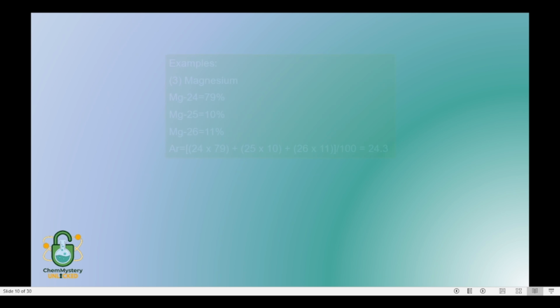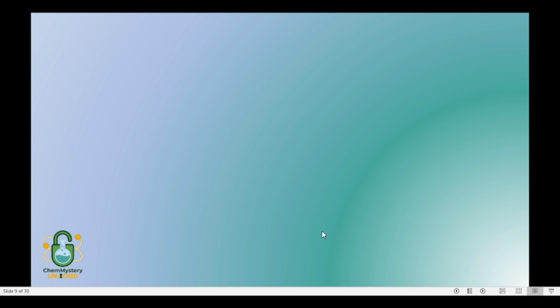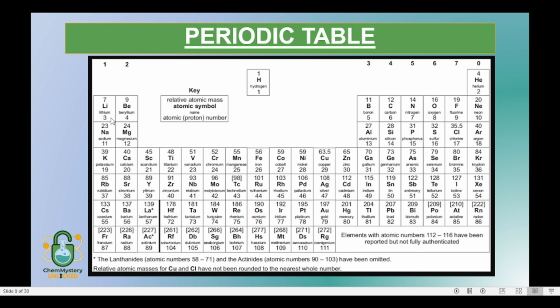Now let's move to the second thing. Top to bottom is called group. It tells us the number of electrons in the outermost shell. This is group 1. It has charge plus 1. This is group 2. It has charge plus 2.